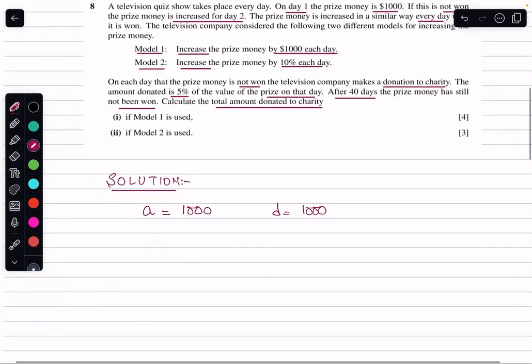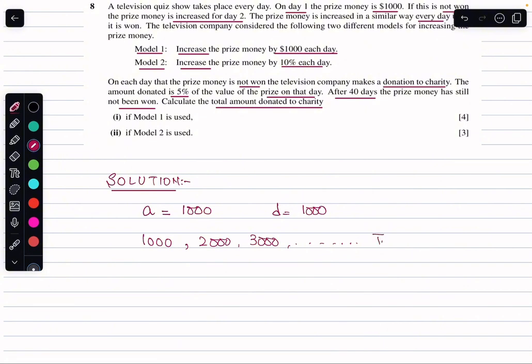Now this means that in arithmetic progression, if the first amount is 1,000, then the second needs to be 2,000, and the third needs to be 3,000, and so on up till we have the 40th term, because they are saying it should be after 40 days. After 40 days, the prize money has still not been won. So N here needs to be 40. So we shall be taking our terms up till the 40th term.